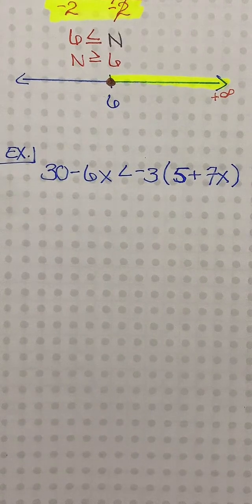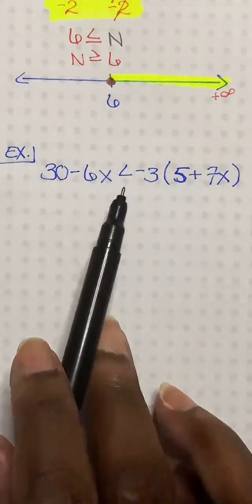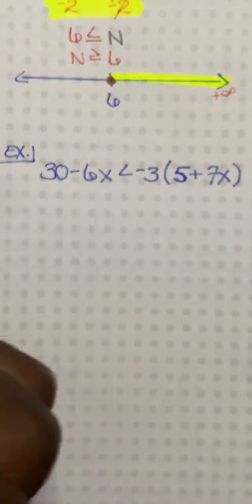If it was just n is greater than 6, would that be open? That would be open, yes. If it doesn't have the line underneath it, it's going to be open. If it has the line underneath it, it will be closed.